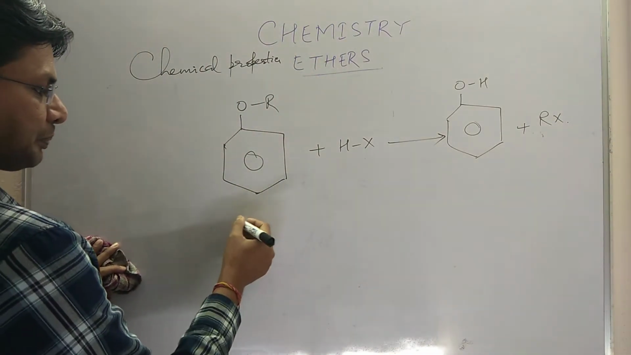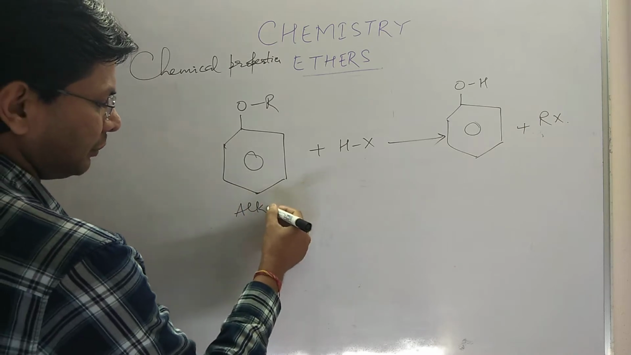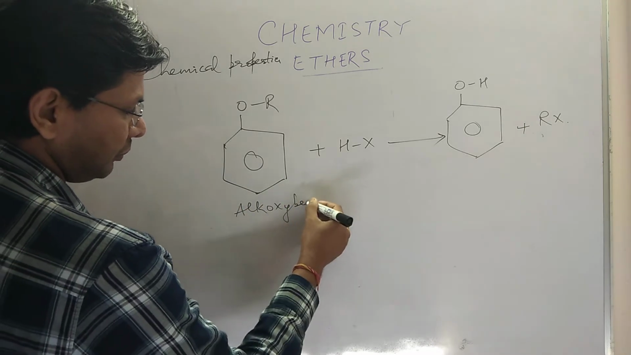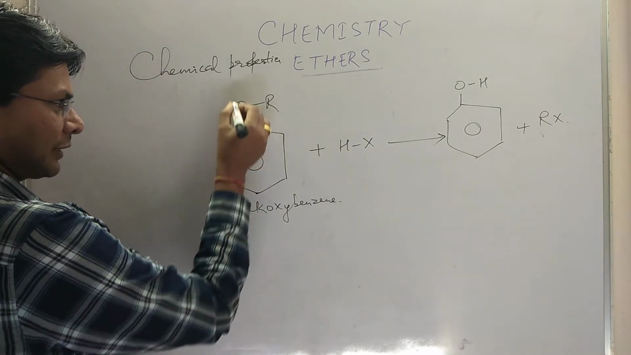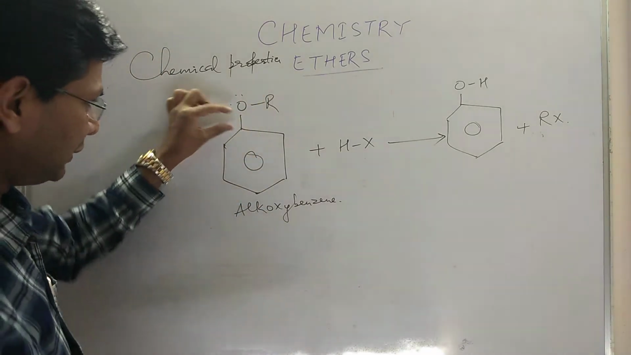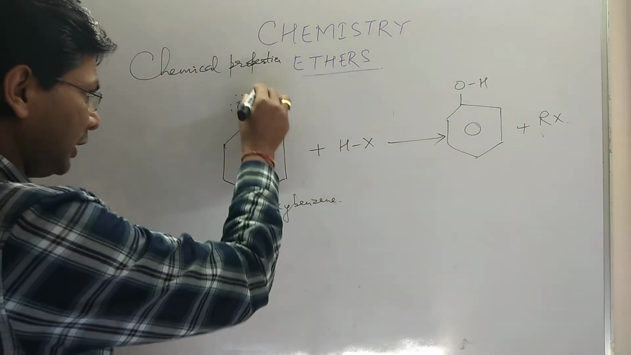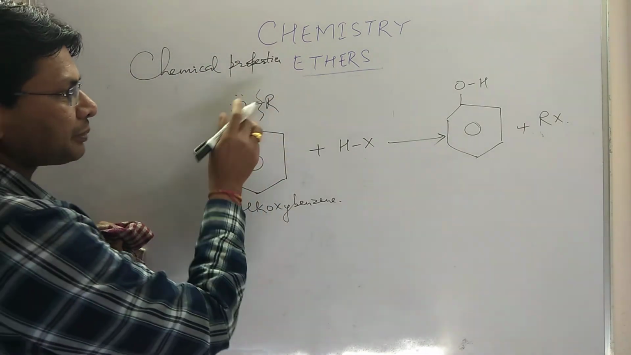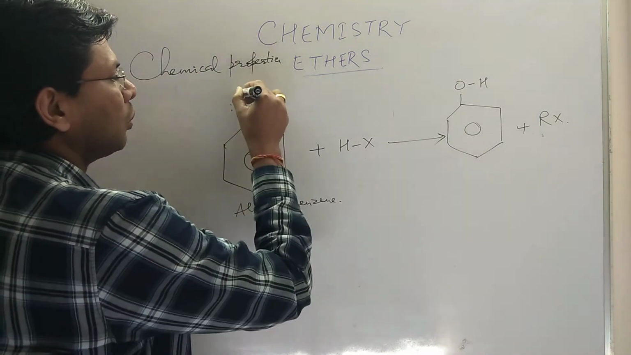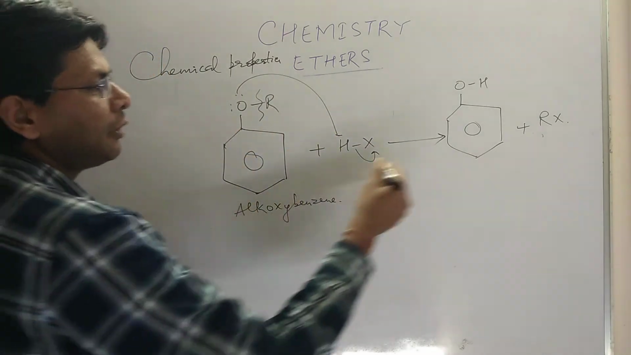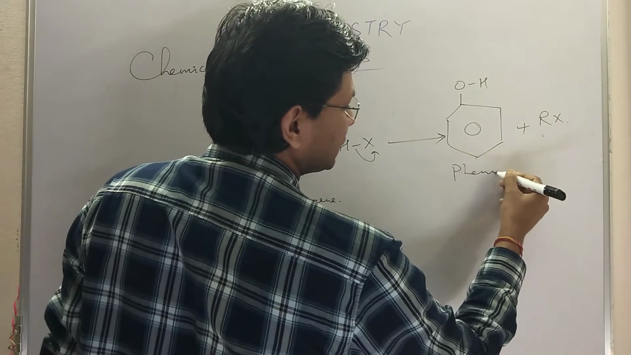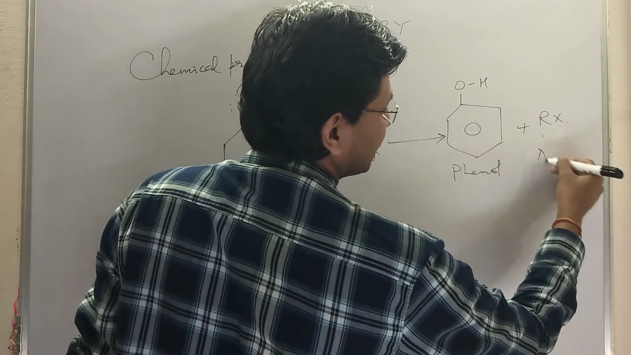This is alkoxybenzene. Here there is double bond character due to resonance. So the bond cleavage takes place from here. O donates its electron to the proton, and this electron shifts here. So it forms phenol plus alkyl halide.